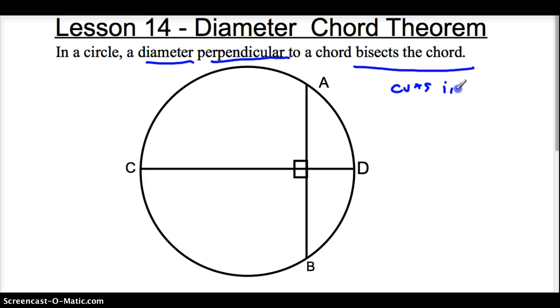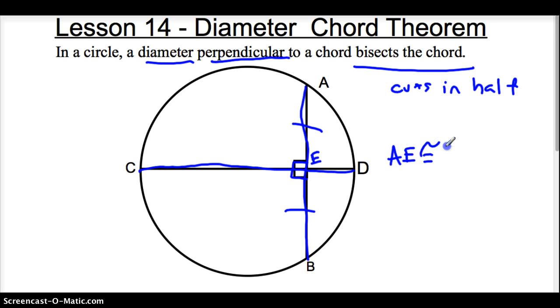Cuts in half. So, if I have a diameter like I have right here, and it's at a 90-degree angle, it's perpendicular to a chord, then what I know is that it bisects this chord. And bisects means it cuts it in half, meaning I have two congruent pieces. So if this middle part, let's say, is point E, I would know AE is congruent to EB. Just to give you an example, if AE was 10, I would know EB was 10.